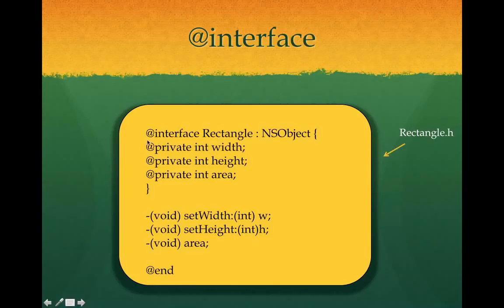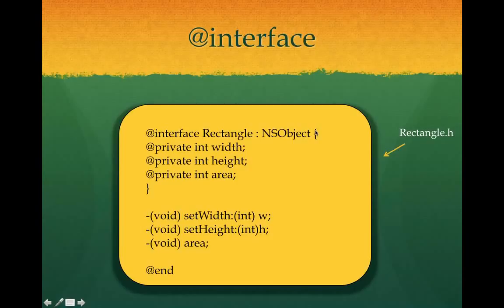First of all, you write @interface, then you write the class name. Our class is Rectangle. This colon and NSObject is the class that Rectangle will inherit from, and most classes inherit from NSObject. So just write it, and we'll be dealing with this later on.